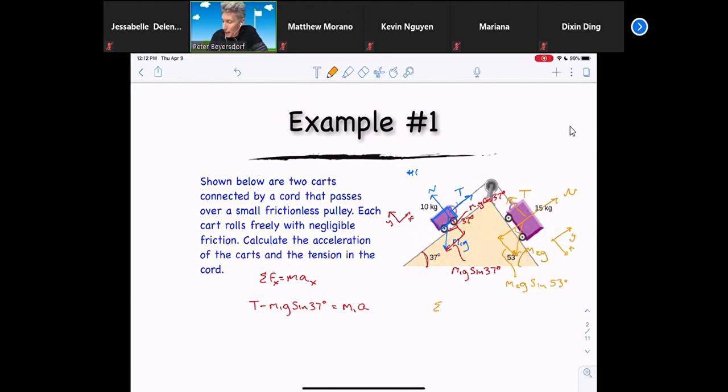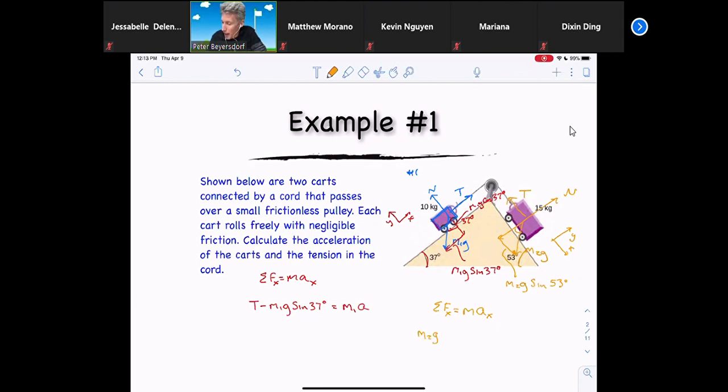So now I can say the sum of the forces in x for this second block equals mass times acceleration. And by choosing my coordinates such that both blocks are expected to move in the positive x direction, I can say the acceleration of the two blocks will both have the same magnitude. If one has a positive acceleration, the other one will also have a positive acceleration. So the acceleration in both equations that I write is going to be the same.